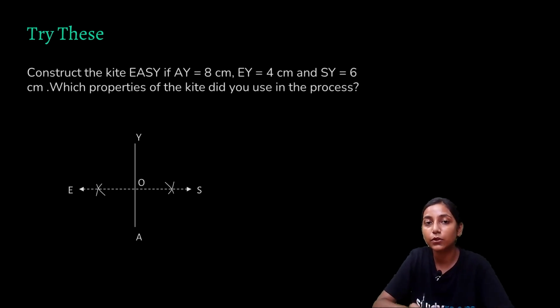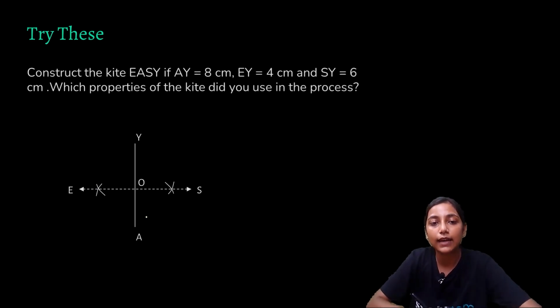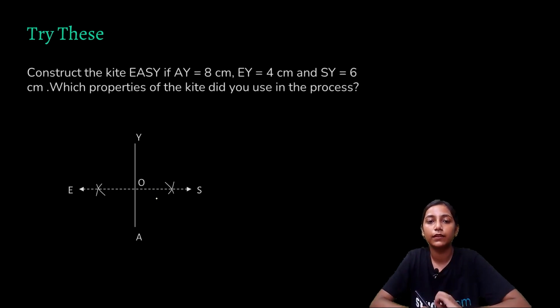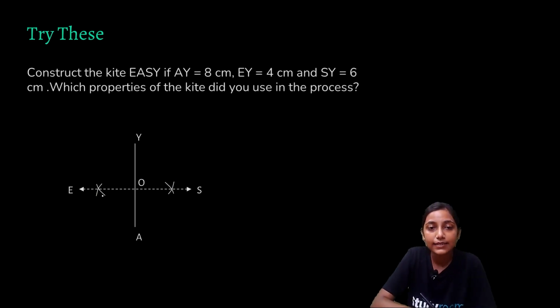What are the properties that we used while constructing this kite? The property that one of the diagonals is going to bisect the other diagonal. The other property that the diagonals will be at 90 degrees to each other, perpendicular. And the third property is that our adjacent sides are going to be equal. So our adjacent sides are equal.